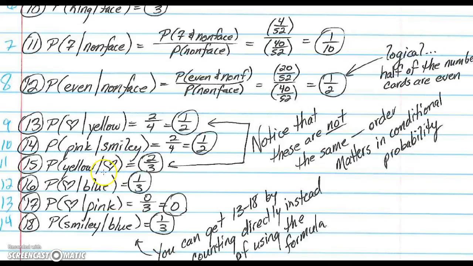So we're looking only at the hearts, screen out the other ones. There's 3 that are hearts. 2 of those 3 are yellow. So if we know that it's a heart, we have a 2/3 chance of it being yellow.